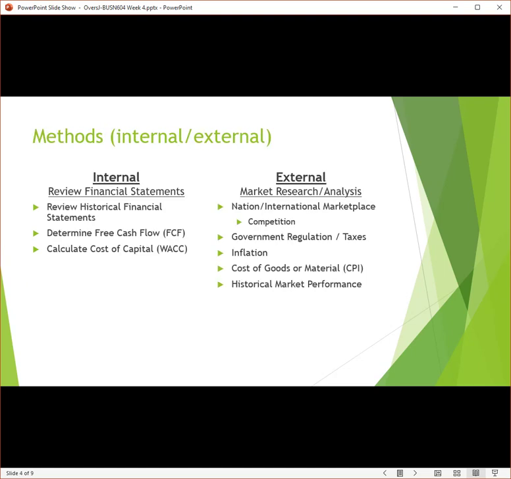So some of the methods that we use, internal and external, right? They're common to different parts of the financial process and financial evaluations. We're going to look at our financial statements to look at some of our internal performance, determine our free cash flows, look at the cost of capital, and that's going to drive whether or not we can afford to take on certain projects or investments. We're going to look externally at the marketplace, our competition, incoming regulations or taxes, the effects of inflation, possibly on cost per goods. And all of this could determine whether or not a project or an investment is an appropriate look for our company.